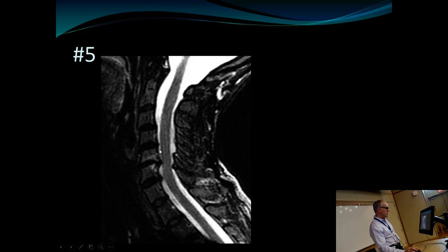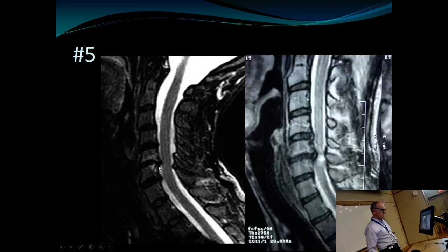But notice here, something happened. Okay, and so if we look further here in other images, we can see there's a big disc herniation, and now we see a little bright spot right here within the spinal cord. So this is swelling in the spinal cord. So this patient has a disc herniation at C5, C6 area with swelling in the cord.